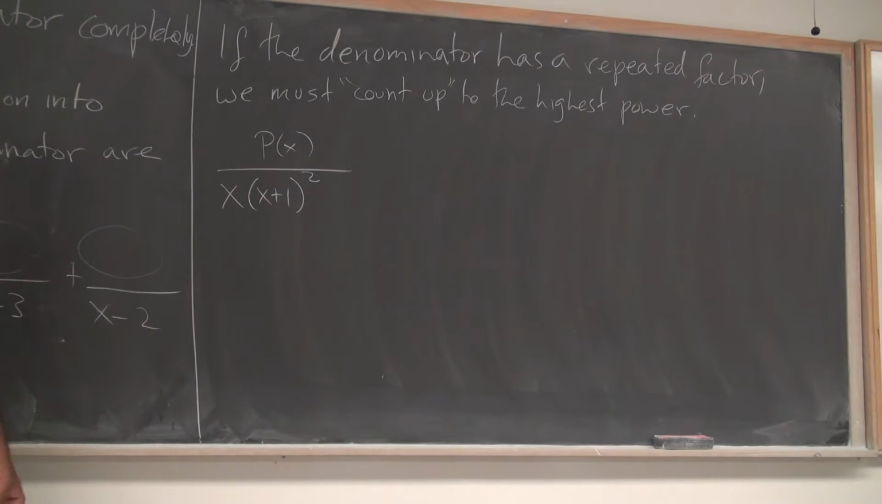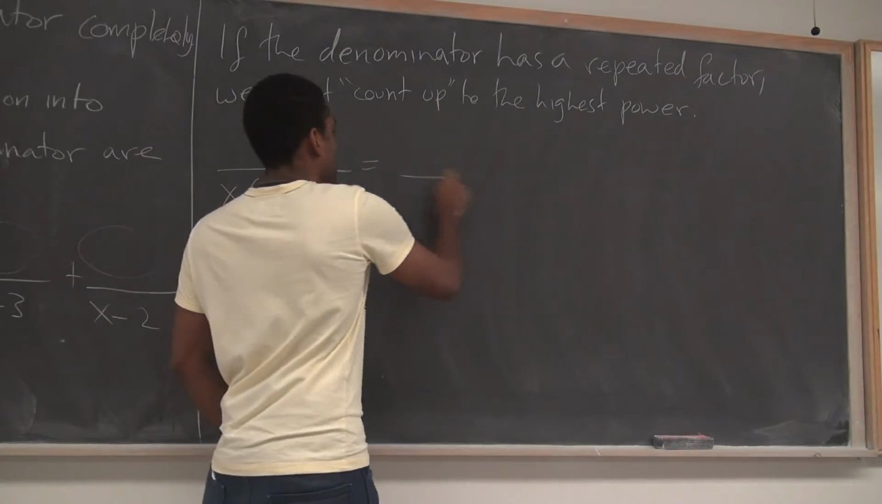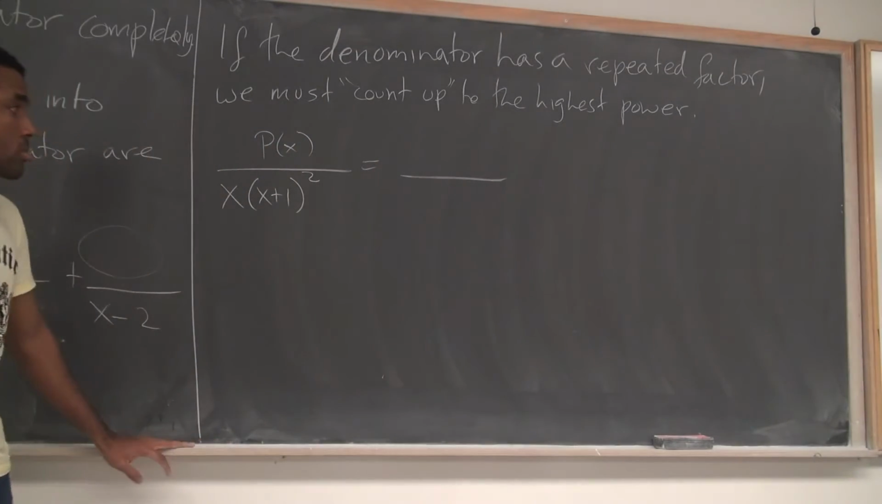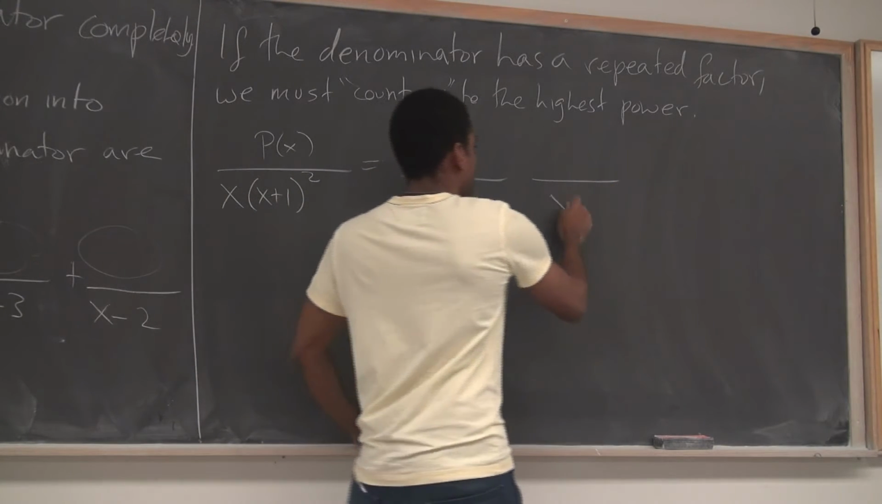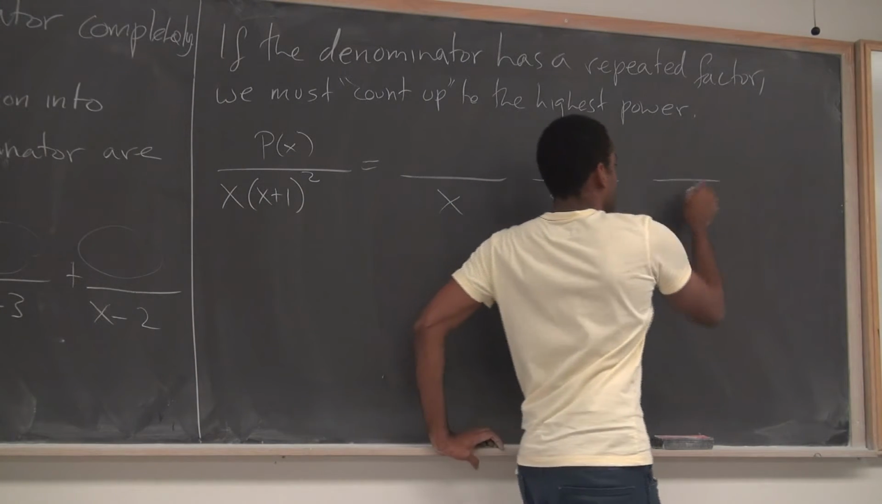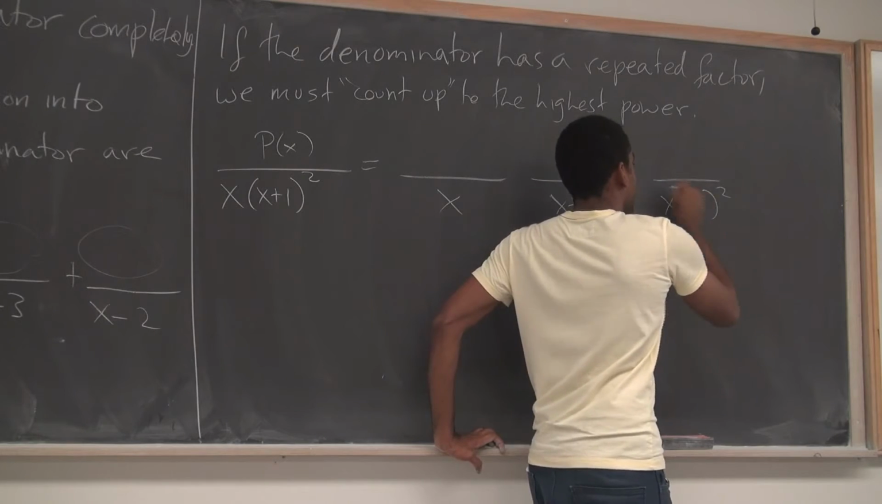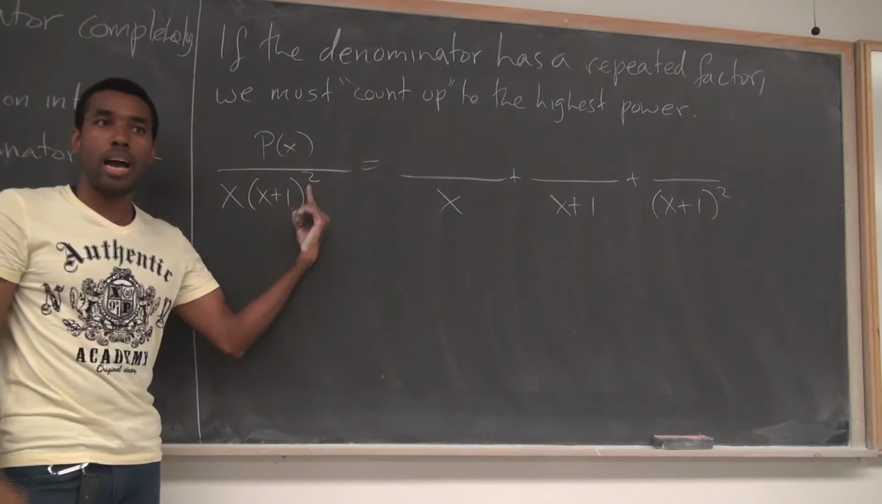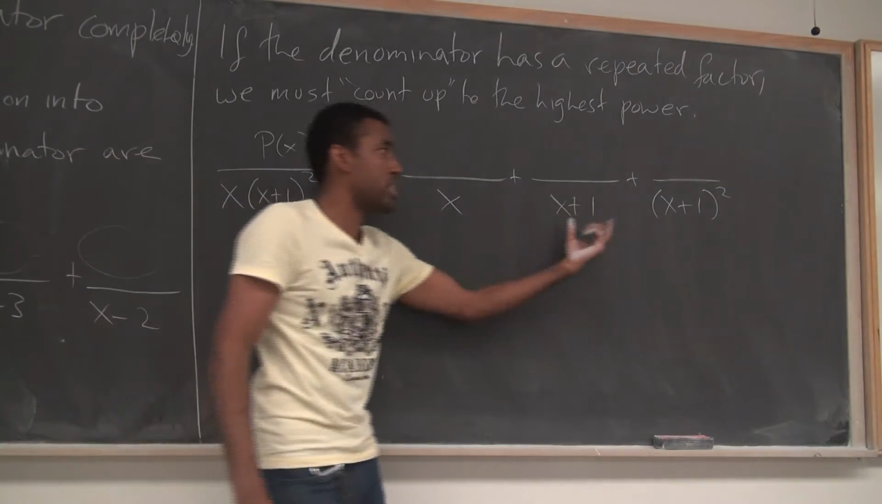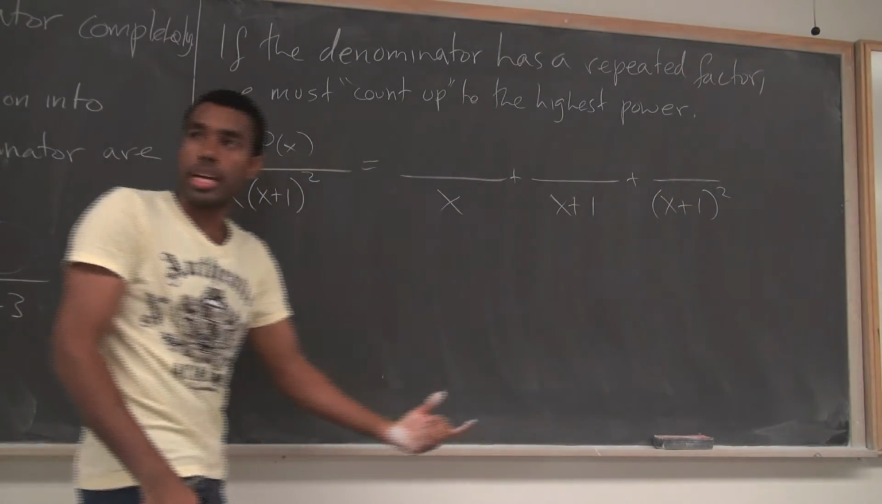You factor the denominator and you get this. How would you break it up? There's an x here. x plus 1, x plus 1. And then x plus 1 squared. See here, the power was a 2. I have to count up to the power. I just repeat that factor until I get to the power.